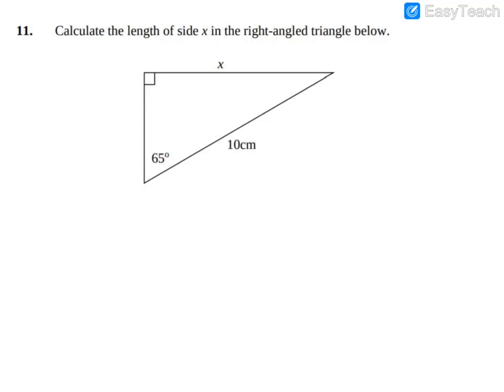Calculate the length of side x in the right-angled triangle below. So this is one of these trigonometry questions. So first thing to do in a trigonometry question, remember, is to label the sides. So which is the longest side? It's this one, so that's my hypotenuse. What is this side x? Well, here's the angle that I'm interested in, so it's opposite that angle, so this must be the opposite.